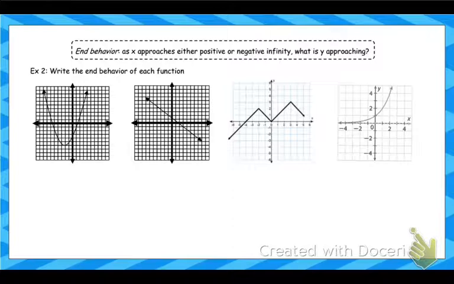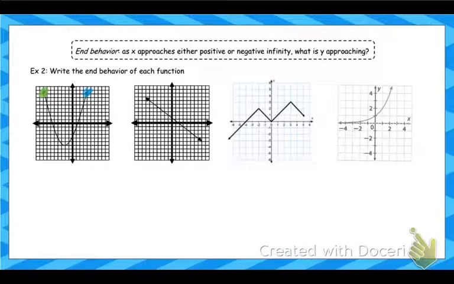So the first one that's probably new is something called end behavior. And really, end behavior is exactly what it sounds like. What are the ends of my graph doing? So really, we're looking at the arrows that fall on the ends of our graphs. If you look at this first one, we've got one arrow over here, and one arrow over here. So I'm going to write a statement for each of those to say what your graph is doing.